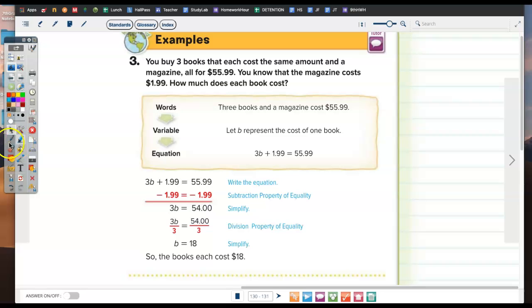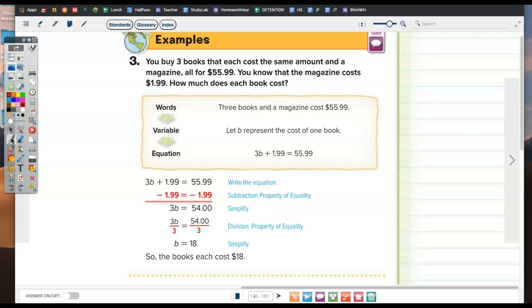So example 3. You buy 3 books that each cost the same amount and a magazine, all for $55.99. You know that the magazine costs $1.99. How much does each book cost?